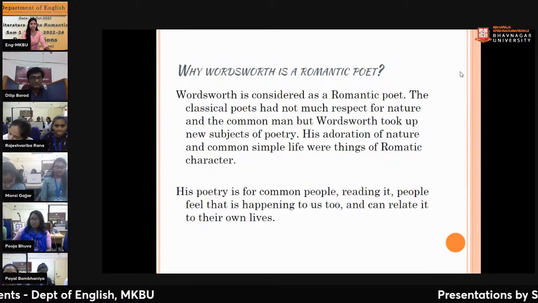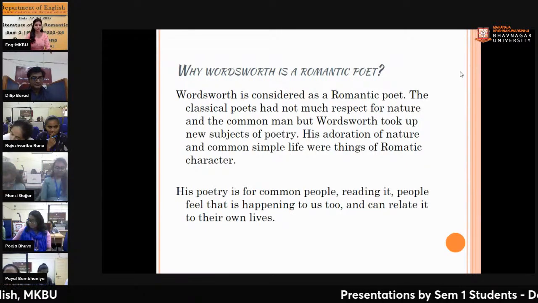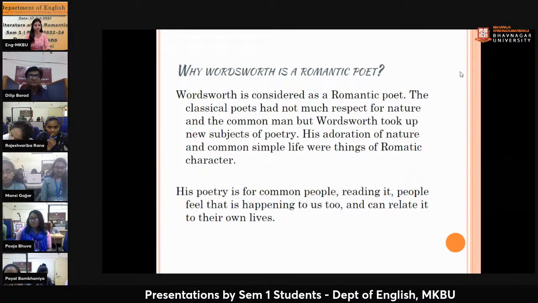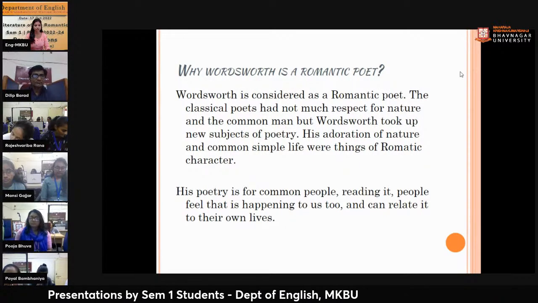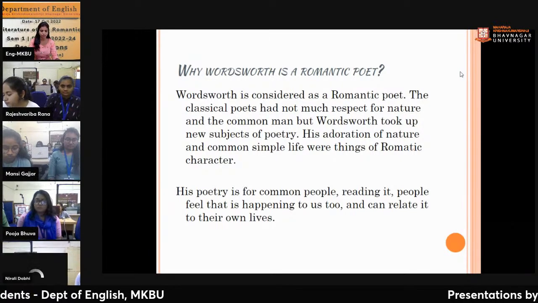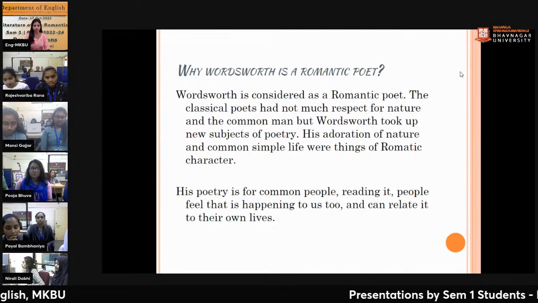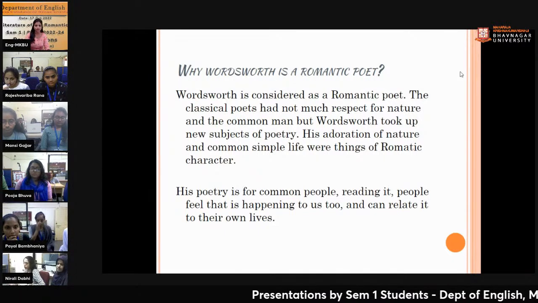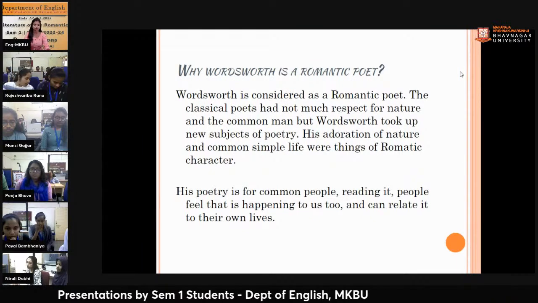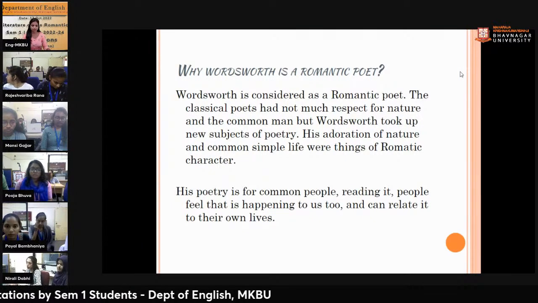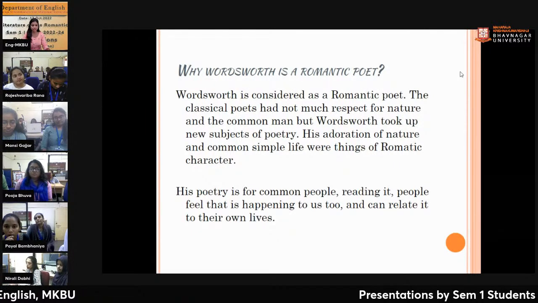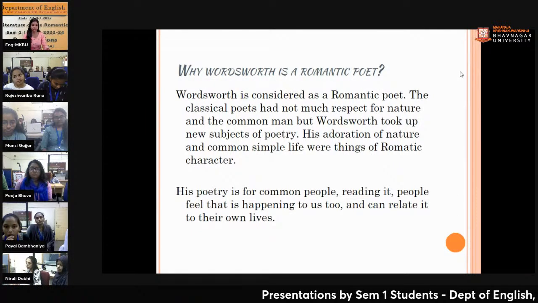Why is Wordsworth a romantic poet? Wordsworth is considered a romantic poet. The classical poets had not much respect for nature and the common man, but Wordsworth took up new subjects of poetry. His adoration of nature and common simple life were things of romantic character. His poetry is for common people. Reading it, people feel that it is happening to us too, and can relate it to their own lives.